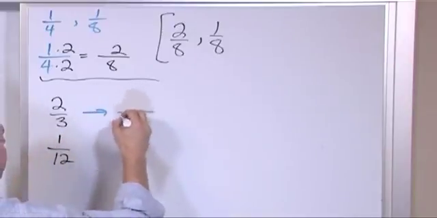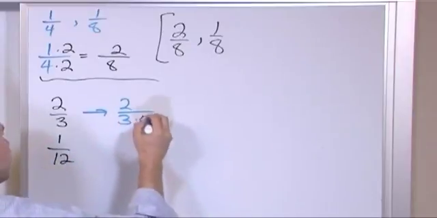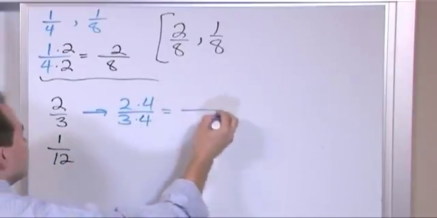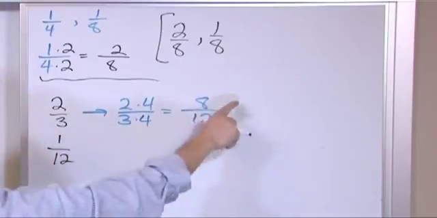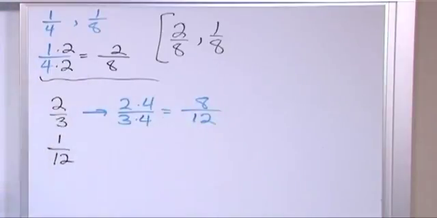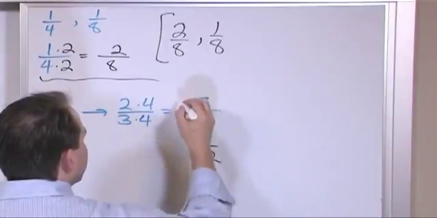So this is 2/3, right? And I can multiply by 4 on the top and the bottom, and that's going to give me on the bottom 3 times 4 is 12. 2 times 4 is 8. So this fraction 8/12 is exactly the same as the fraction 2/3. So the two fractions I started with were 8/12 and 1/12.